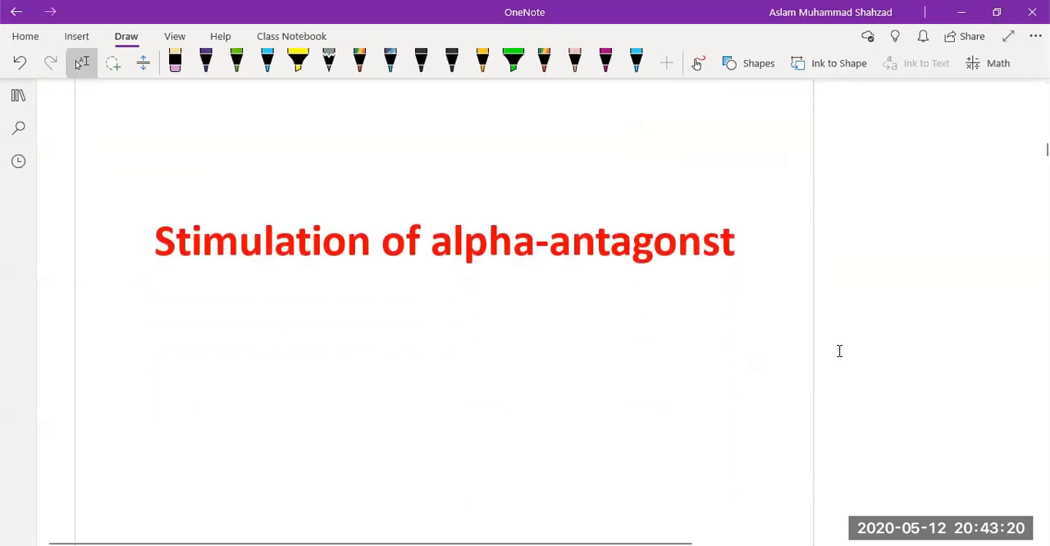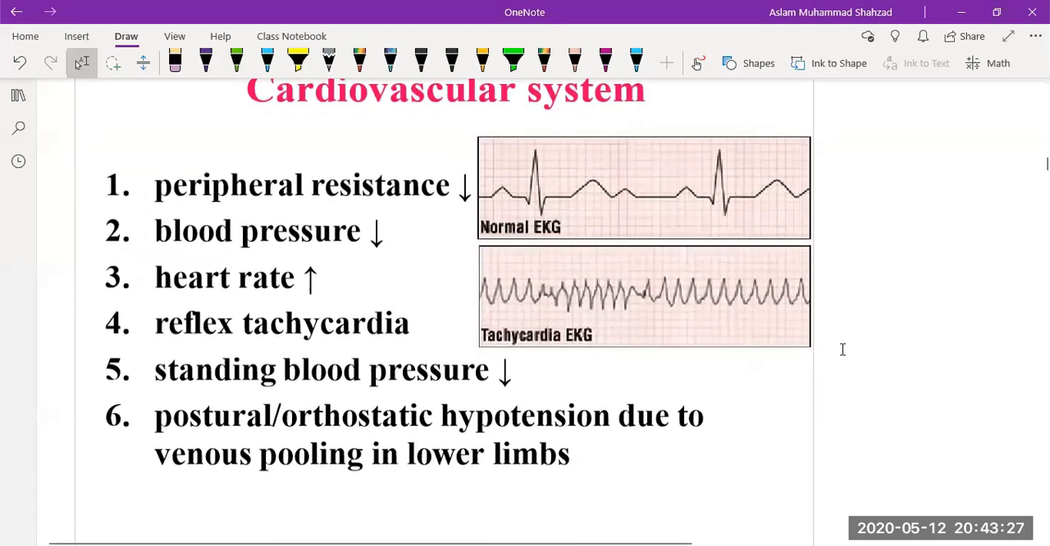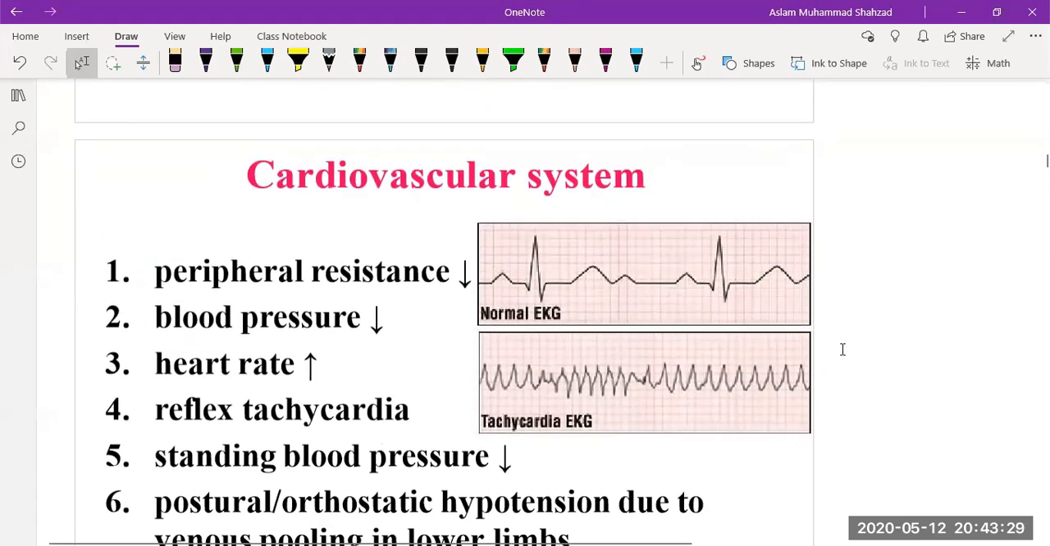So when we talk about alpha antagonists, we have to discuss their pharmacological activities. What are their pharmacological activities? The first activity evaluated on the cardiovascular system is the decrease of the peripheral resistance, and as a result of the decrease of the peripheral resistance, the blood pressure will decrease, and it is also responsible for an increase of the heart rate, and it is responsible for reflex tachycardia.